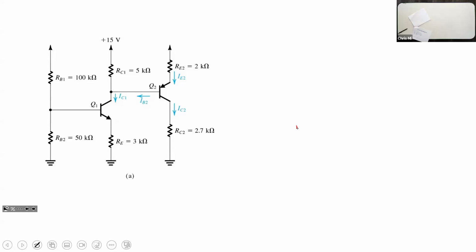The first iteration assumes beta is absolutely infinity. We got everything, but then we now assume beta is 100. We find IB2, add IB2 onto IC1, and resolve every node voltage and every current. That gives you a first pass approximation, which is not exactly the solution. But the book says if you look at the differences, it's very small.